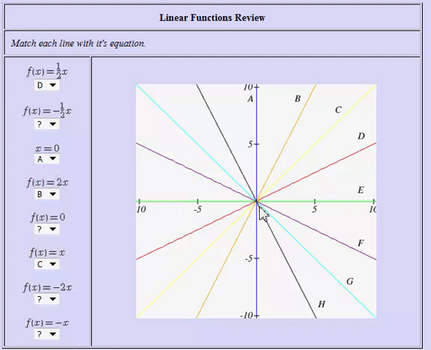The horizontal line that passes through 0, green in this picture, is line E. Horizontal lines have a slope of 0, so that would be f of x equals 0, gets matched with line E. With negative slopes, you have to be careful with your language. If we're speaking in terms of absolute value, meaning ignoring the negatives, the larger the slope is in absolute value, the steeper the graph gets.